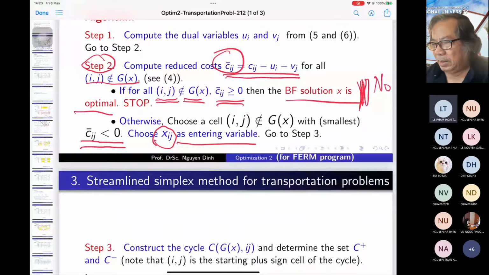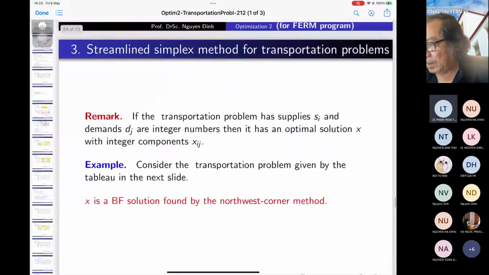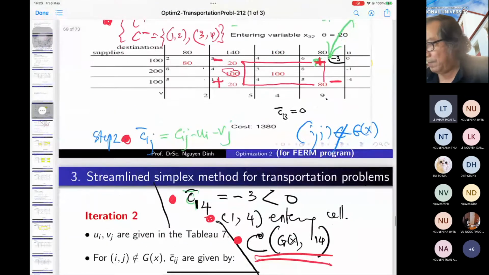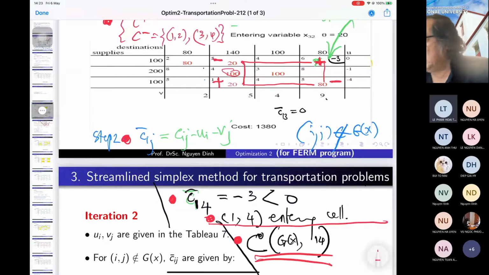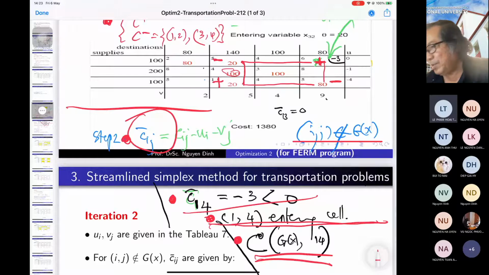Here, C bar ij and xij entering variable, and then we go to step 3. So this is an entering cell. This is step 2 until now. Step 2, I repeat again: calculate C bar ij for ij not belonging to G. Find C bar ij negative, and this is the entering cell. And go to step 3.